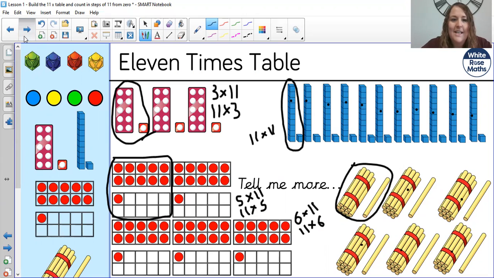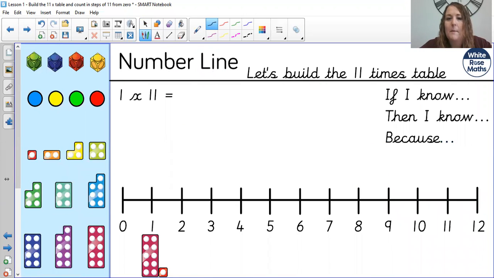Okay. Let's have a go at the number line then. We're going to be building our 11 times table. And remember from when we did this last time, it's the vocabulary that is really good. And it's what helps us, I suppose, work out the answers. Again, we're going to be doing this in different colours today. So I'm going to start off with a red.